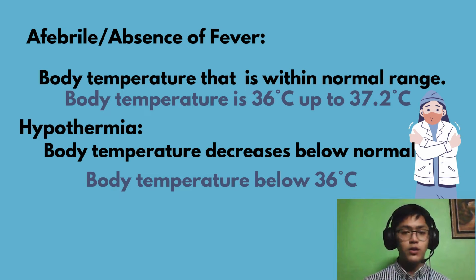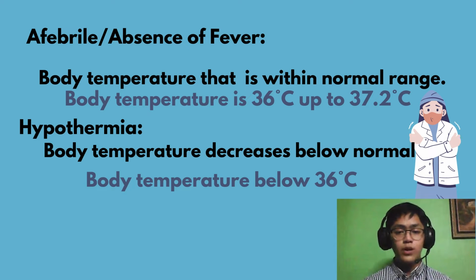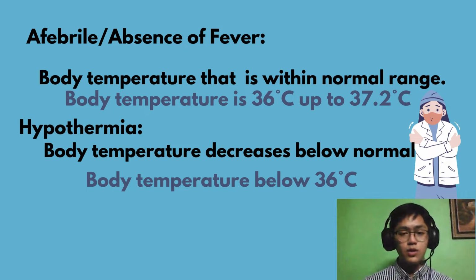Next is afebrile, or the absence of fever: body temperature that is within normal range. Just like what I've said earlier, the normal range is 36.0 degrees Celsius up to 37.2 degrees Celsius. Next is hypothermia. This is when body temperature decreases below normal. According to what I've said earlier, 36 is the lowest value, so anything below 36 is considered hypothermic or hypothermia.